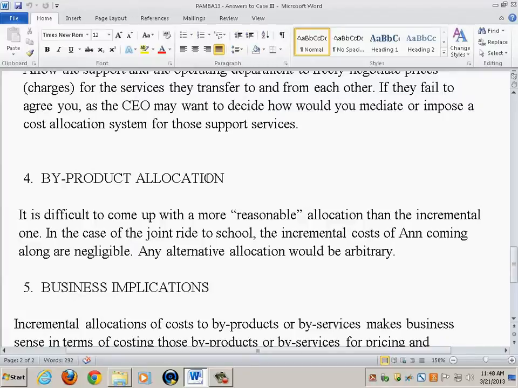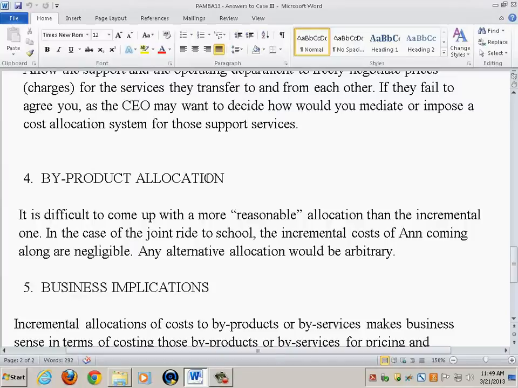Of course, on a personal level, since Anne is a friend, the driver doesn't want to do that because the driver will be making money on Anne, right? If we take all the costs of driving there and divide it half by half, actually the driver will be making money on Anne because the incremental cost of driving there is negligible. So you may feel very funny doing it to your friend.